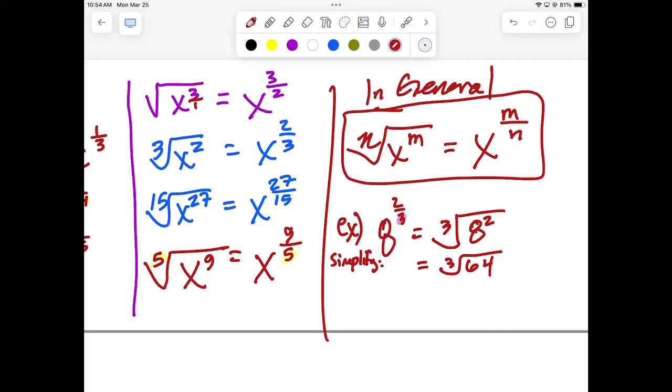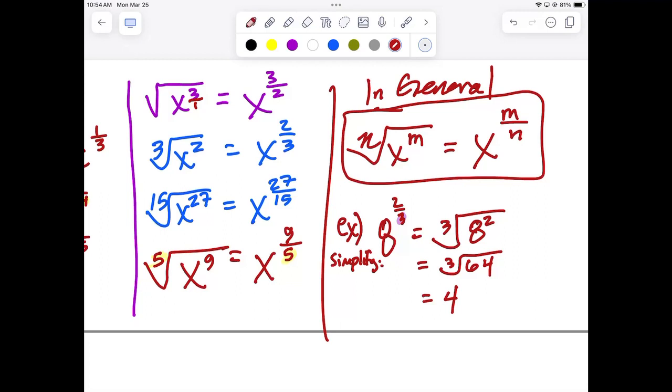And now I can ask myself, self, what number times itself 3 times is 64? Is it 1? 1 times 1 times 1 is 1. That's too small. Is it 2? 2 times 2 is 4. 4 times 2 is 8. That's too small. Is it 3? 3 times 3 is 9. 9 times 3 is 27. That's too small. Is it 4? 4 times 4 is 16. 16 times 4 is 64. It is 4. So 8 to the 2/3 power is also known as what? 4. It's the exact same thing. How did I get there?